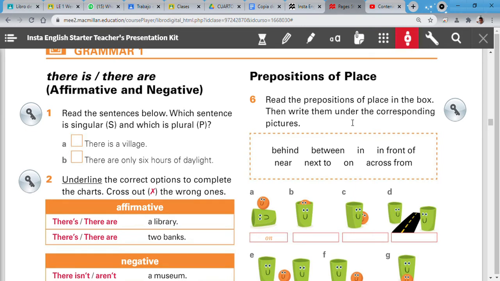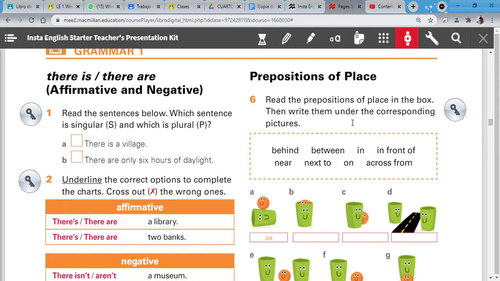Prepositions of place are some words that can help you to look for some places. Read the prepositions of place in the box: behind, between, in front of, near, next to, on, or across from. Then write them under the correct corresponding picture. For example, we have on. There is a cup or a glass, and there is a ball. That is on. It's like, for example, I have my book and I put my mouse on the book. On the book. Yes.